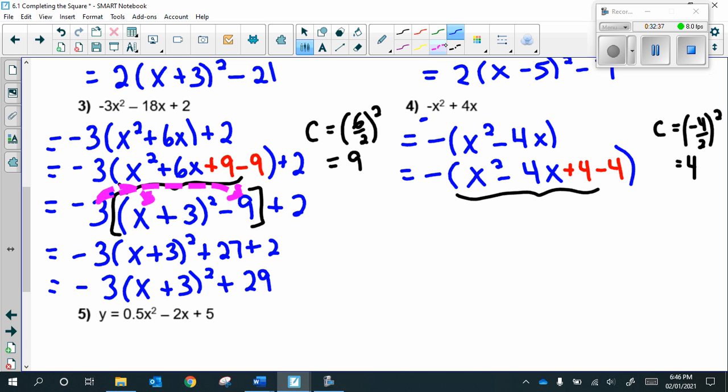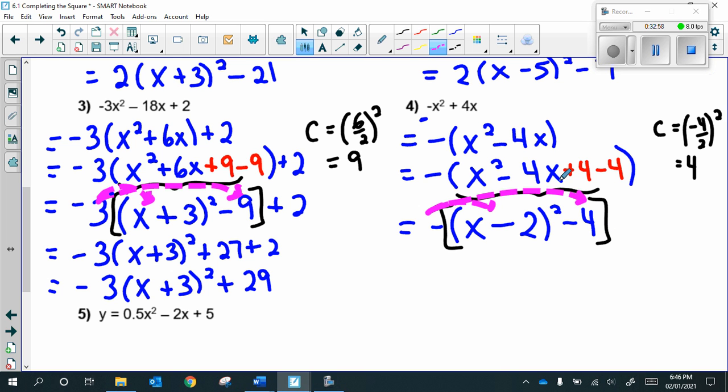So when I factor this, I have a negative out front, square root of the first term, first sign that I see, square root of the third term, and I have that subtract 4, and don't forget that is all in a square bracket. When I distribute that negative to both terms inside, I'm going to get a negative (x minus 2) squared, and negative 1 times negative 4 is plus 4.